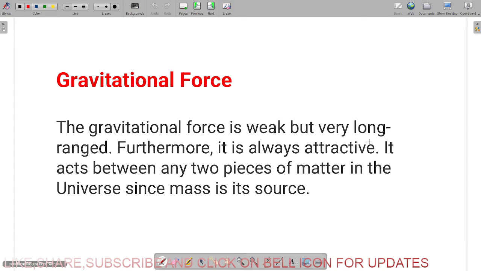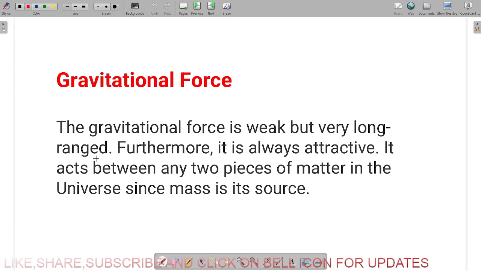Gravitational force is a weak force but very long ranged. It is weak because it covers very long distances. Consider the force between the moon and the earth. There exists a gravitational force, but the force is weak. As the distance between two objects increases, the magnitude of the force decreases. The distance between the objects can vary from a very small distance to a very long distance. So the gravitational force is weak.